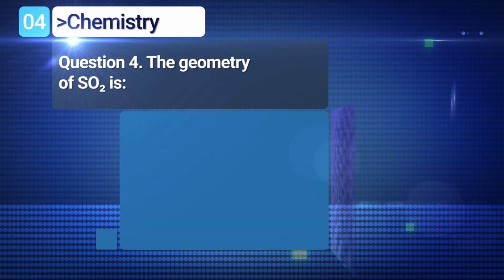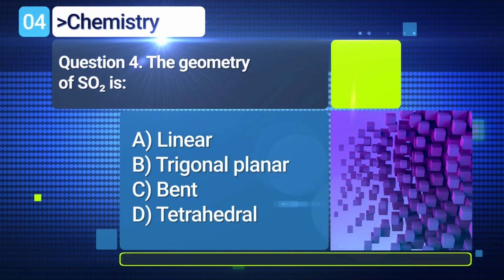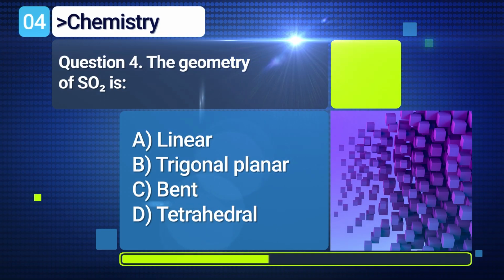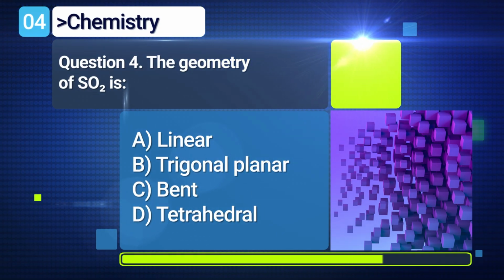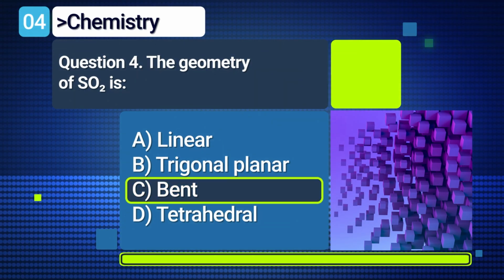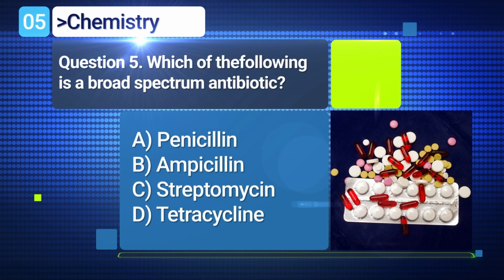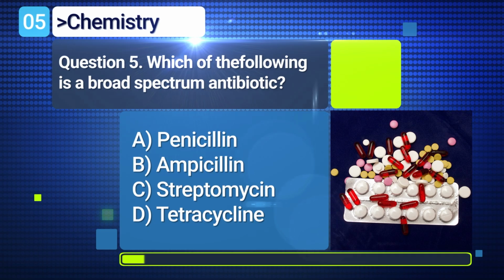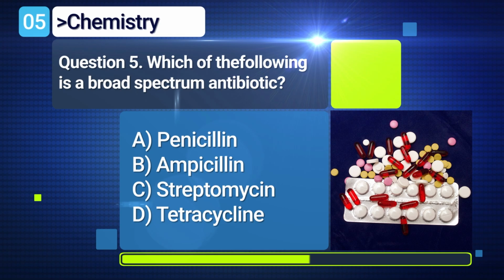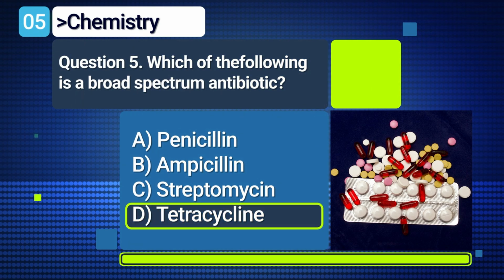Bithionol. Question 4. The geometry of SO2 is A. Linear. B. Trigonal planar. C. Bent. D. Tetrahedral. Answer: C. Bent. Question 5. Which of the following is a broad-spectrum antibiotic? A. Penicillin. B. Ampicillin. C. Streptomycin. D. Tetracycline. Answer: D.